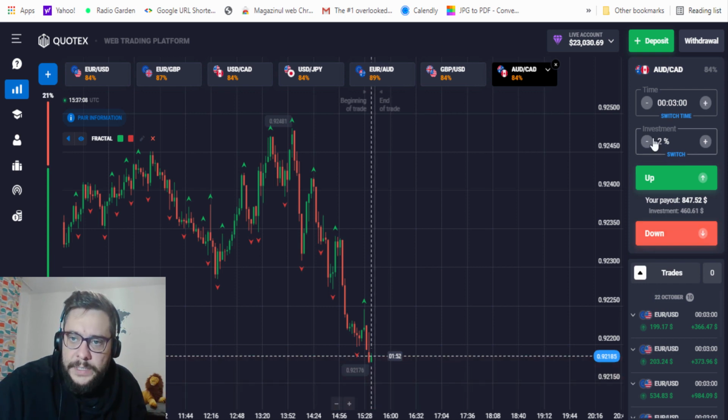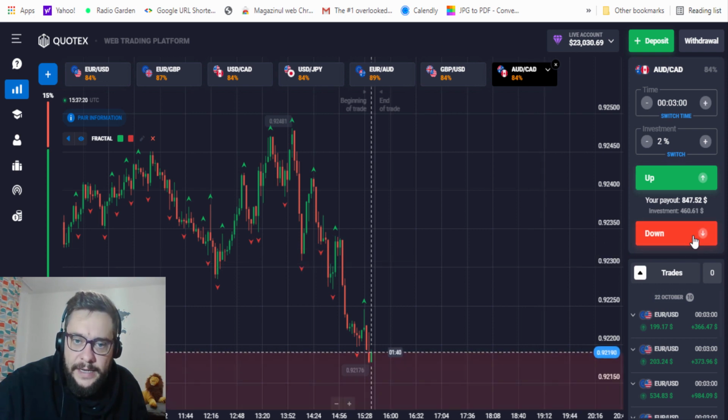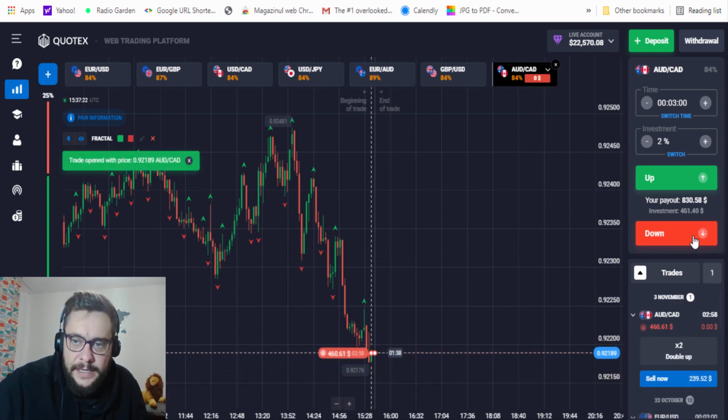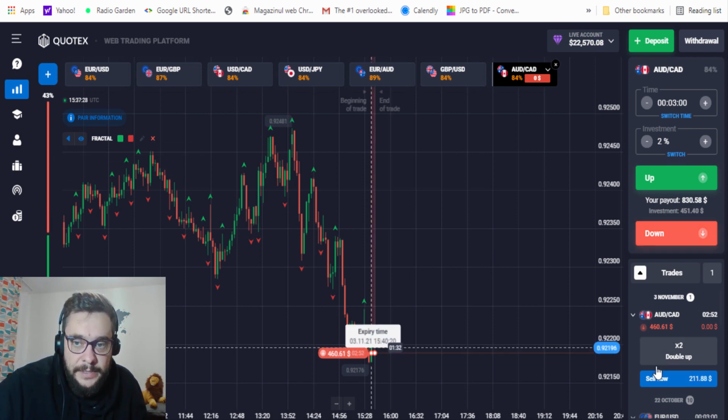We are on 2% of our balance, with free trade minutes, a 3 minutes time frame, and 3 minutes expiration time for the trade. And now is the moment. Place a down trade here, and now the trade is placed. As you can see, it is $460 per trade.